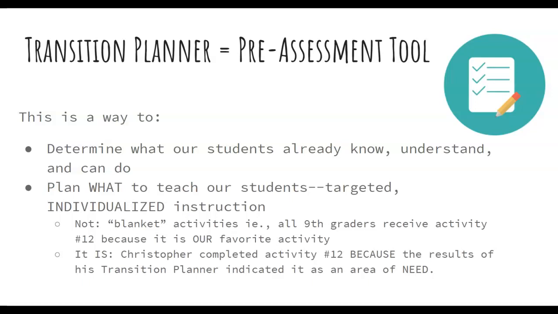So not blanket activities, so assigning blanket activities to all 9th graders and having all 9th graders receive activity number 12 because it happens to be the teacher's favorite activity. But rather it is that Christopher completed activity number 12 because the results of his Transition Planner showed that activity number 12 was an area of need.